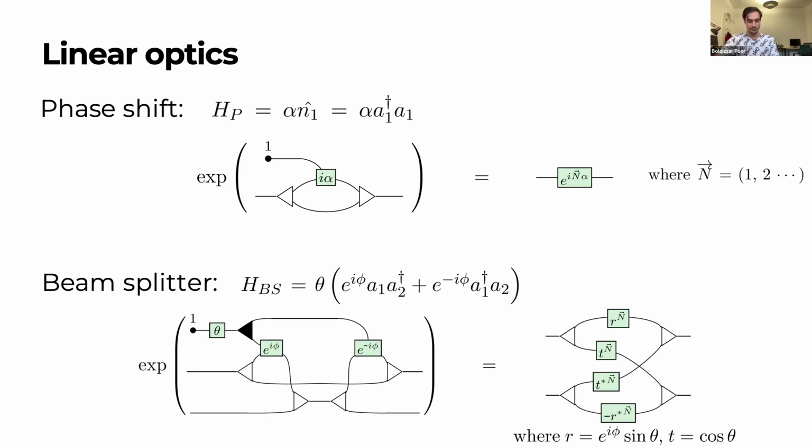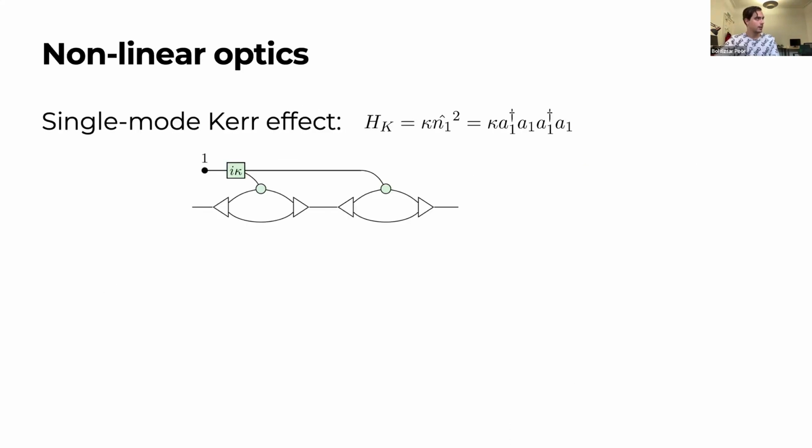So this is what people use: the phase shifter and beam splitter are the basic components of linear optics. People use these two things and they can reason about anything within linear optics. But we also have something called nonlinear optics, where we have nonlinearities in our Hamiltonians.